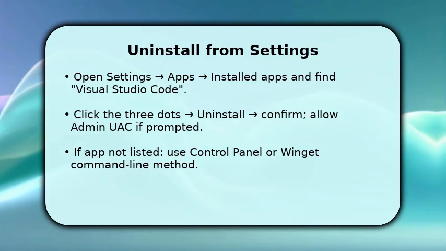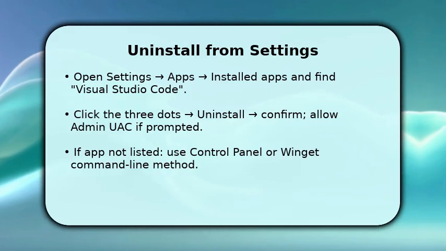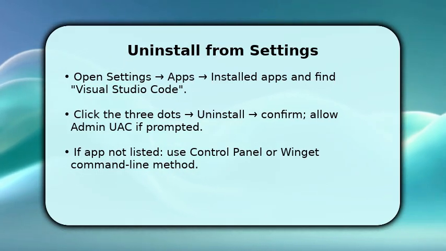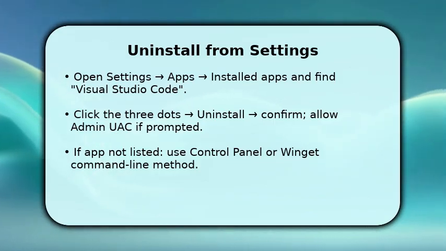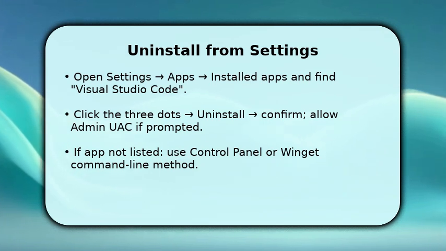If VS Code isn't listed, open Control Panel, then Programs and Features, or use winget uninstall --id Microsoft.VisualStudioCode in an elevated terminal. Make sure to watch for optional prompts to remove user data. Only select them if you want a full wipe.